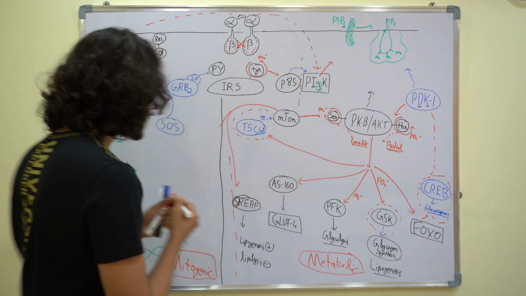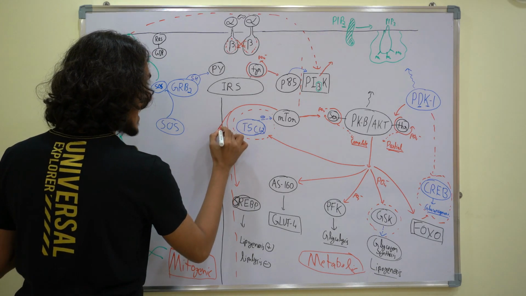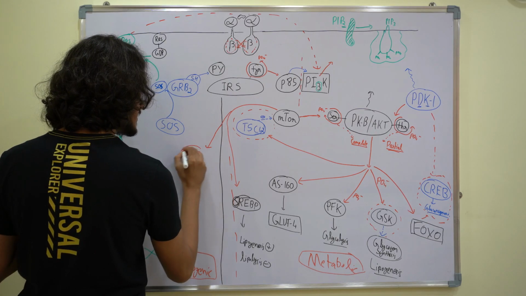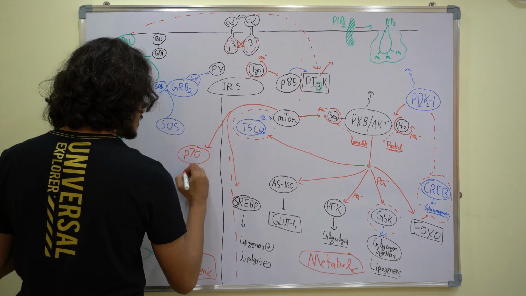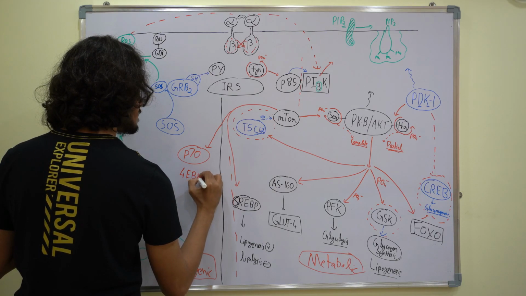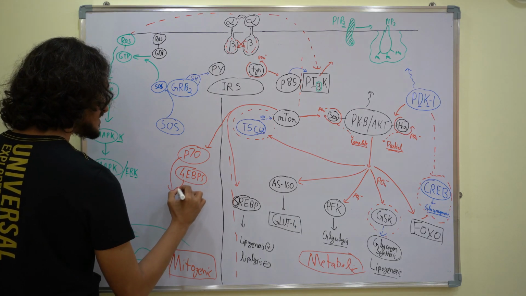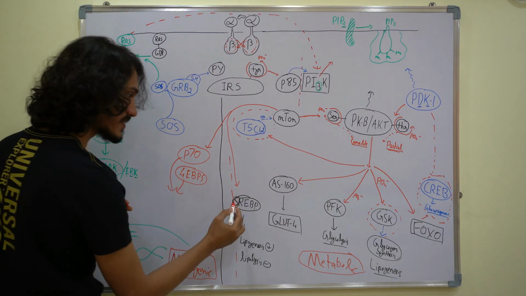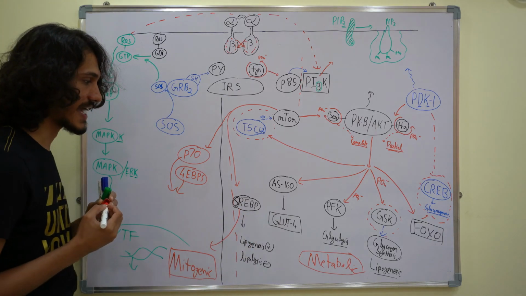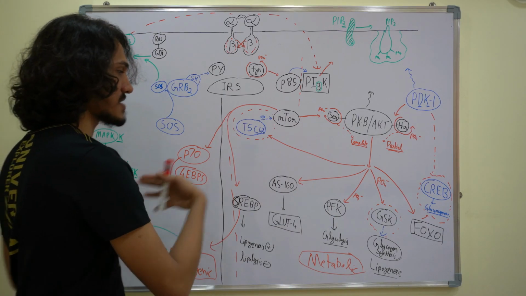Now apart from this, there is also your mTOR. The mTOR can activate a set of proteins like P70 and 4EBPs. So that is also activated, and through that again protein synthesis happens. Also, I mentioned this is also helping in mitogenic action. So ultimately there is mitogenic action as well as metabolic action.